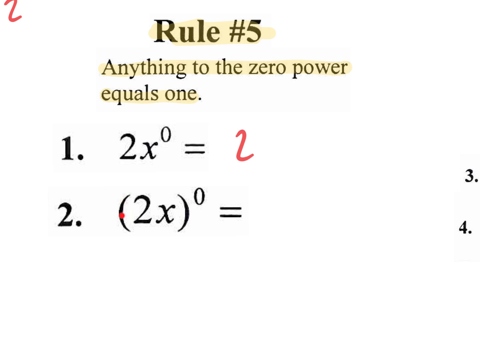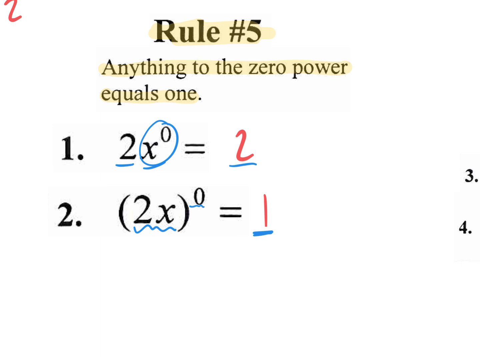The difference is the parentheses. This whole thing, the whole thing is to the power of 0. So what's the whole thing answer? What's the answer? 1. There you go. Okay, so I hope we understand that. Parentheses make a difference. Right here, it's just the x that has a power of 0, so that's really a 2 times 1, which gives you 2. Over here, the whole thing is to the power of 0, so the whole thing equals 1.